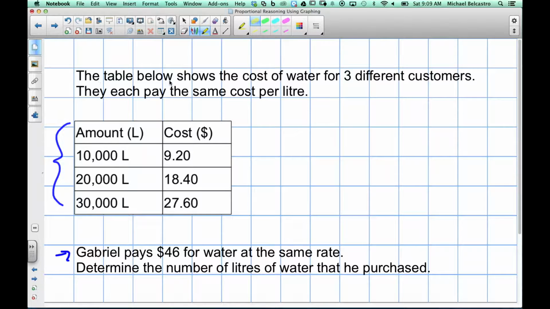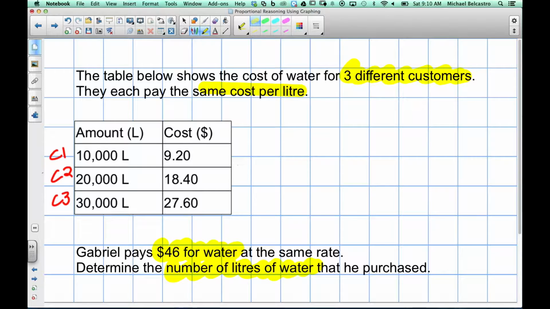So let's highlight. The table below shows the cost of water for 3 different customers. Okay, we know that. And they each pay the same cost per liter. That's important to us. Here's our table. Here's customer 1, customer 2, and customer 3. Gabriel pays $46 for the water at the same rate they do. Determine the number of liters of water that he purchased. So that's what it's asking us to do.